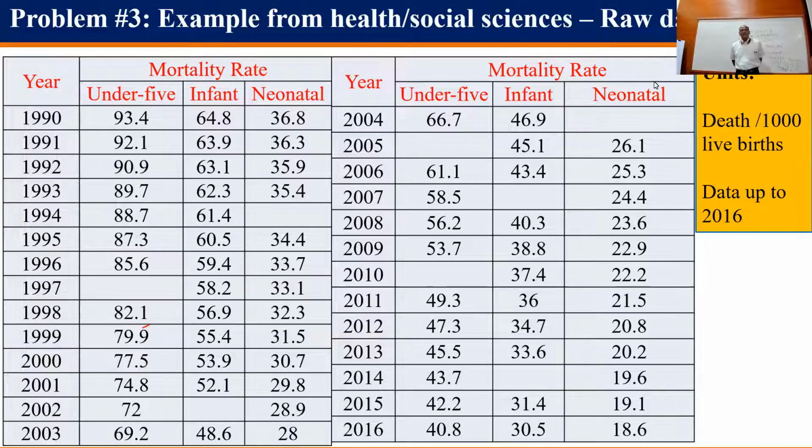Now you can see, let us look at mortality rate. Under 5 means within the first 5 years. So that is 93.4. Infant, I'll tell you, I'll qualify this.